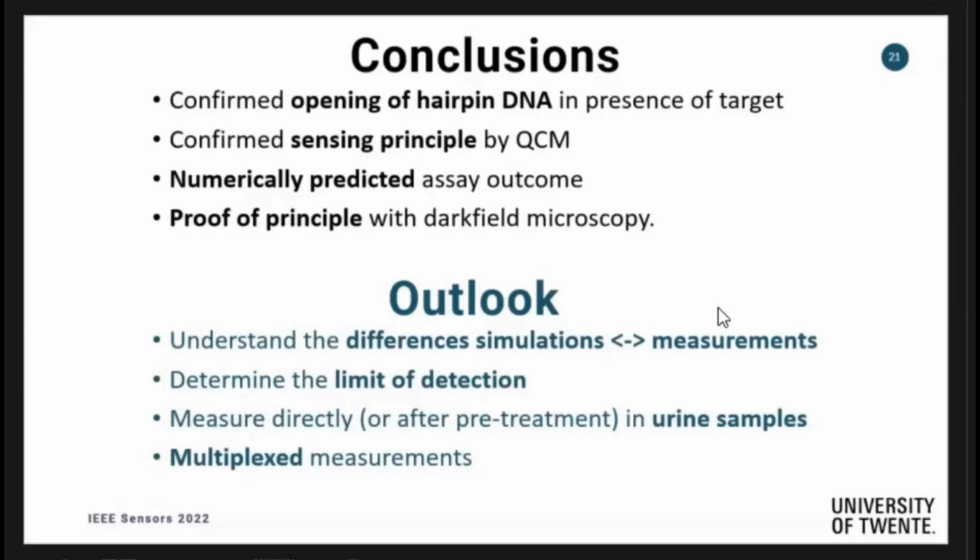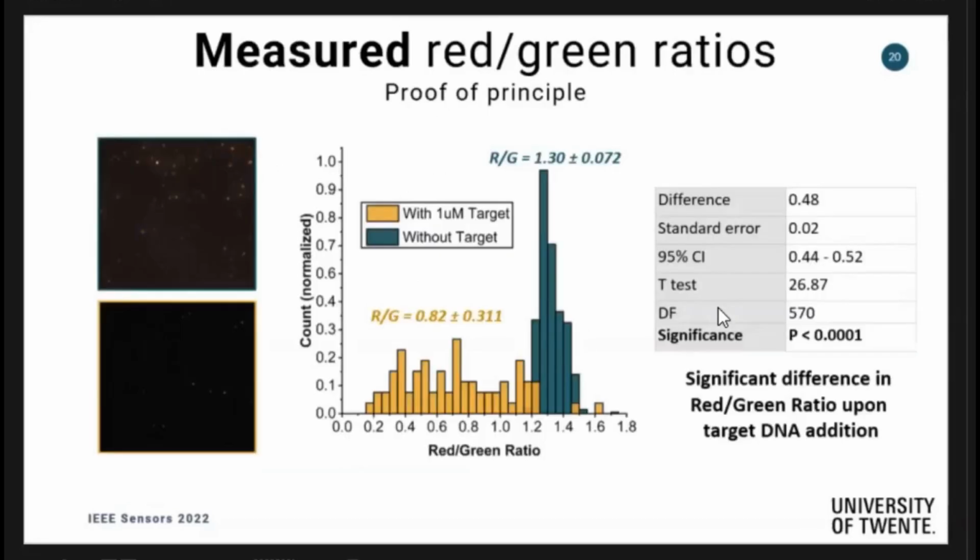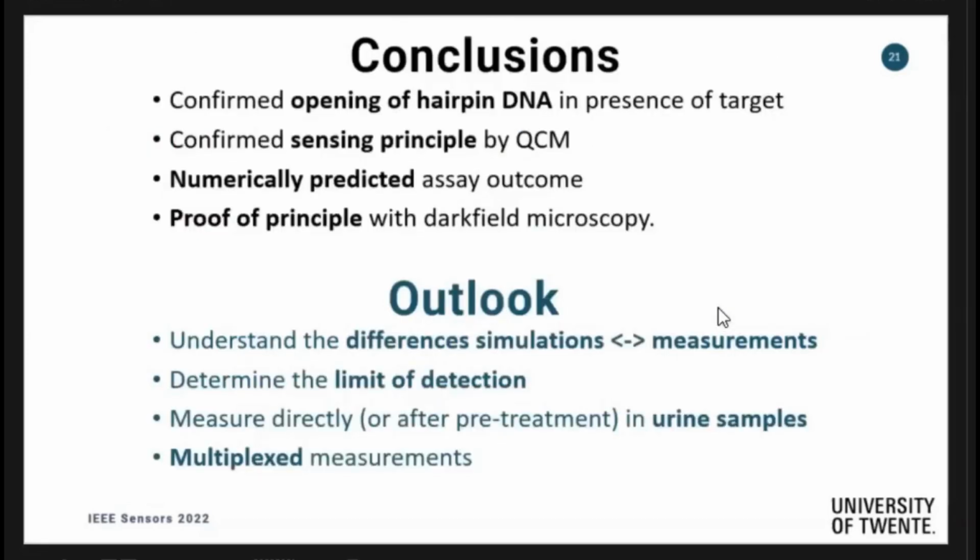Furthermore, we need to determine the limit of detection, because the previous measurements were at 1 micromolar. That's a really high concentration. In the end, we need to go to femtomolar, maybe even attomolar concentrations. Then, of course, we want to measure directly or after pre-treatment in a urine sample, to make sure that we can perform cancer diagnosis. And in the end, we of course also want to multiplex, because the more DNA samples you can measure simultaneously, the better you can predict whether a patient has cancer.